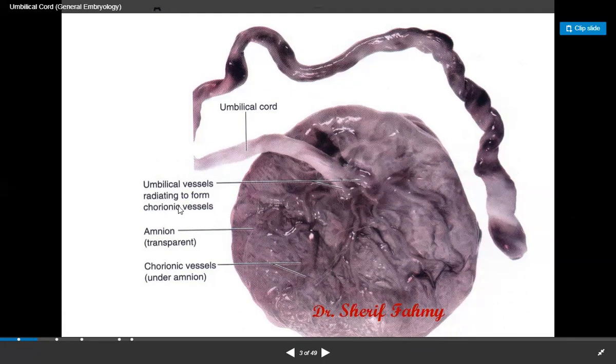Umbilical vessels radiate to form chorionic vessels, which are related with the amnion, which is transparent. The chorionic vessels are under the amnion. That is how the umbilical cord actually looks.